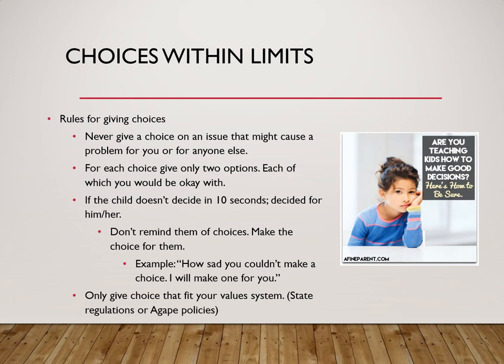For each choice, only give two options, each of which you will be okay with. So whatever the choices are that you're giving, limit it to two. We don't want to overwhelm them with too many options. Remember, they're still learning how to make a choice. So by giving them a couple of options, you can help avoid a lot of issues from arising. And then again, make sure that you are okay with the outcomes of either of those choices.